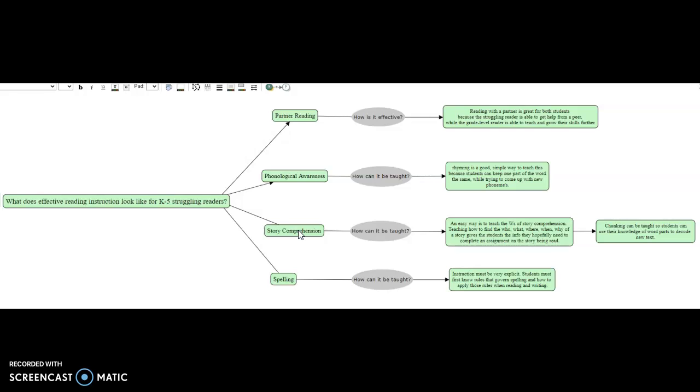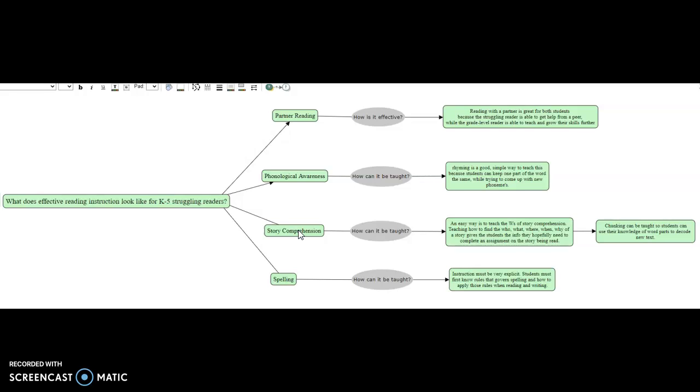Another idea that I saw when researching some ideas for this assignment was chunking. And that can be taught to students so that they can use their knowledge and decode new text if they are unable to, or if they're not understanding what is happening exactly.